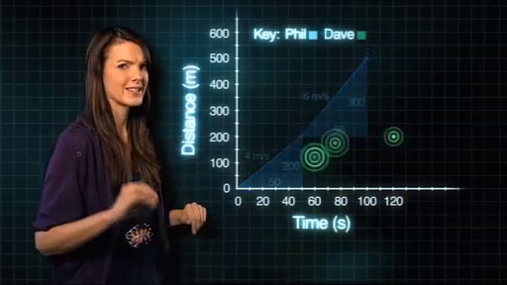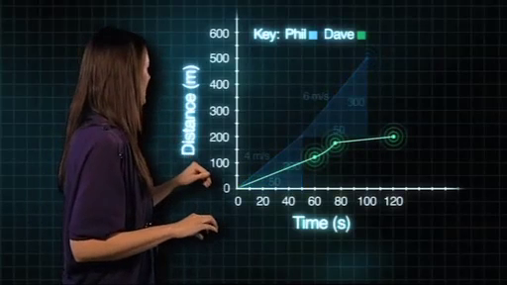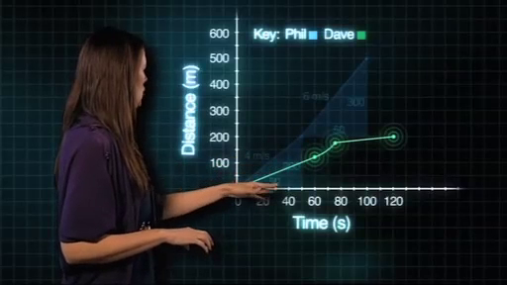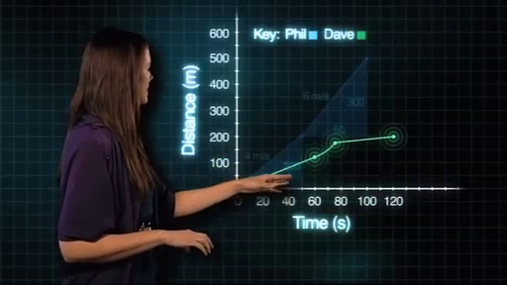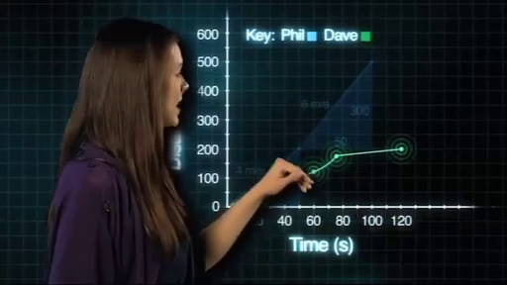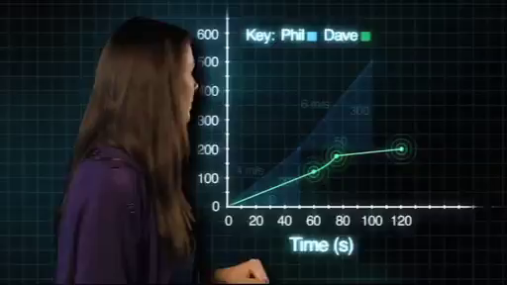And let's compare that to Dave's. Let's have a look. Oh dear, Dave. Well, we can see that in Dave's graph, he's got 2 sections that are straight lines, and neither of these are actually as steep as Phil's. So it's pretty clear that Dave was slower throughout the race. Now that is what too many crisps can do to you.